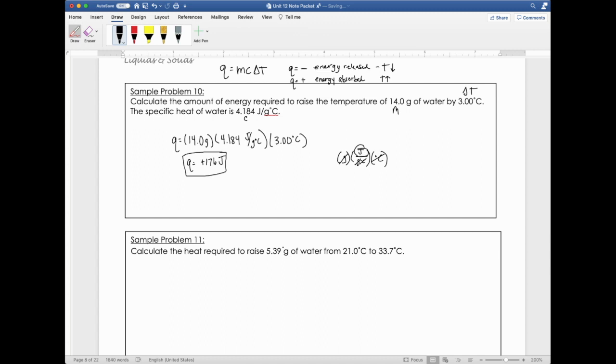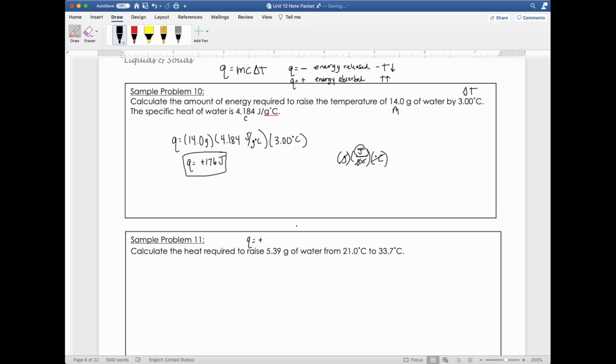Let's try sample problem 11, and I'm going to keep this down here on the screen because I just want to show this up here for this one as well. Calculate the heat required to raise 5.39 grams of water from 21 degrees Celsius to 33.7 degrees Celsius. So again, it does say we are raising the temperature of water. So energy is being absorbed, which means Q is going to have to be positive. And that's just something to consider as you're going through this problem. But really, we're going to get a positive value anyway.